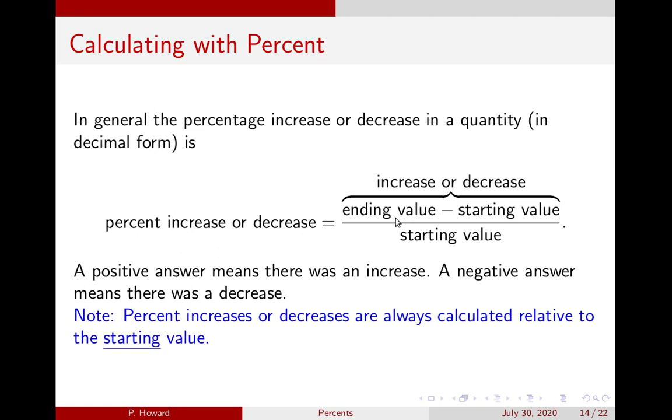Sorry about that little glitch. Ending value minus the starting value divided by the starting value. So a positive answer means there was an increase. A negative answer means there was a decrease. And the thing to note here is that percent increases or decreases are always calculated relative to the starting value.